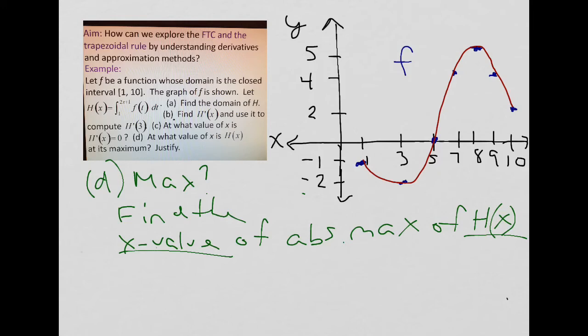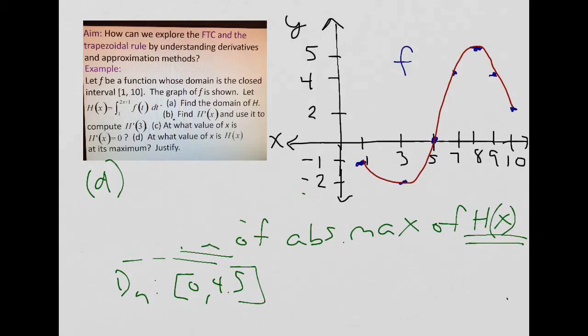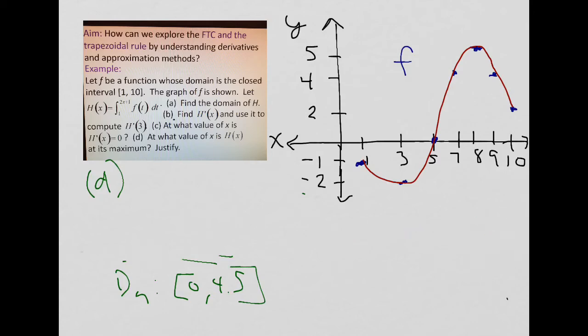If you remember your domain that we wrote for h, that's your x values. It was from 0 to 4.5. So what we're going to do is look at where h prime of x is equal to 0. So, hold on. I'm going to need to erase some of this. Hopefully you understood all my little notes here and got it down. And maybe I'll even rewrite the domain.